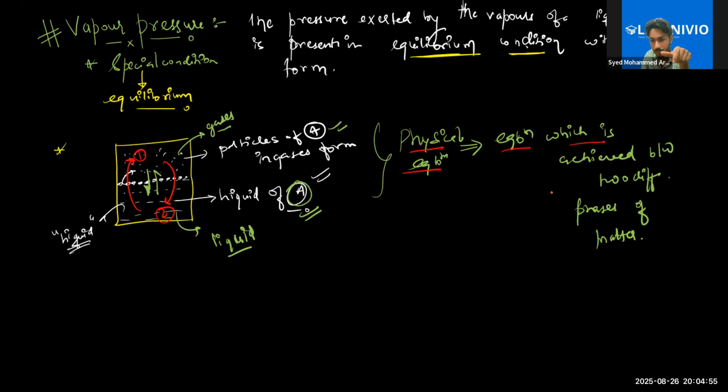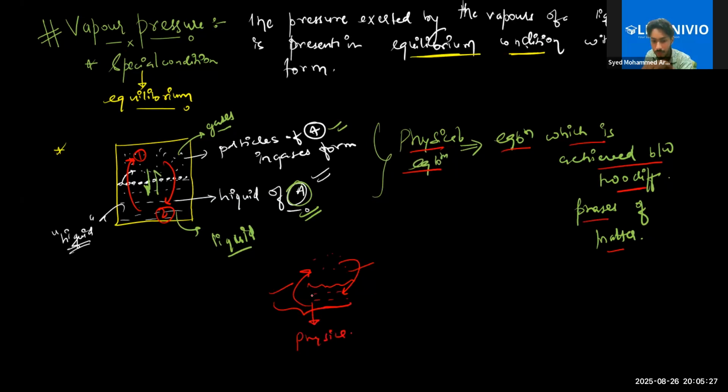It is a type of equilibrium which is achieved when two phases of matter are there. For example, one is my vapor and the other one is my liquid. What is vaporization? It is going from the liquid form to the vapor form, and from the vapor form to the liquid form is my condensation. When the rate of vaporization is equal to the rate of condensation, this equilibrium is known as physical equilibrium.